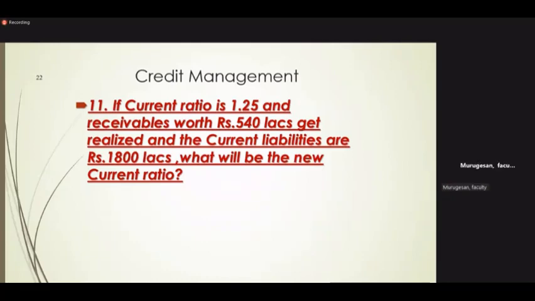Now, friends, look at the screen. I have given a different question. It's altogether a different question. Now, how many of you are able to answer? You need not calculate anything. It's just a brain twister. Look at the question. If the current ratio right now is 1.25 and receivables worth 540 lakhs get realized and the current liabilities are 1,800 lakhs, what will be the new current ratio?